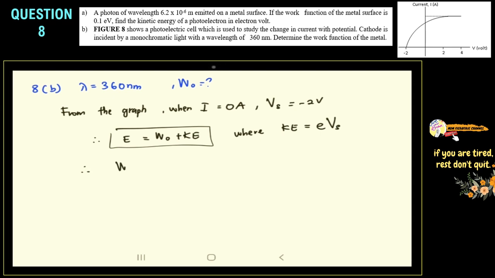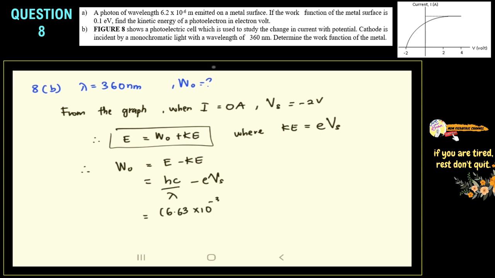Therefore, rearranging the equation, the work function is equal to E minus kinetic energy, and it is equal to hc over lambda minus eVs. So we want to find the work function, right? So let's substitute all the values.